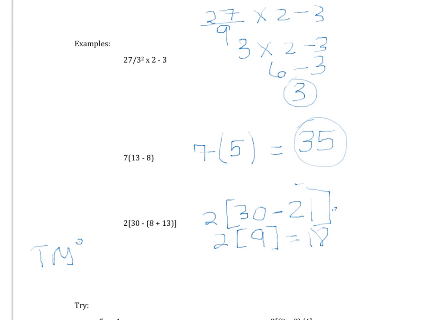Let's see here. First one, try 5 to the n plus 3 when n equals 4. That's our first one. That is evaluating expressions. The second one I want you to try is an order of operations.